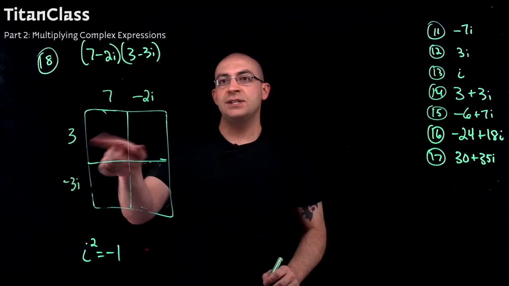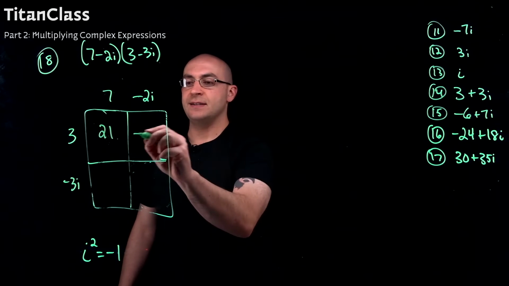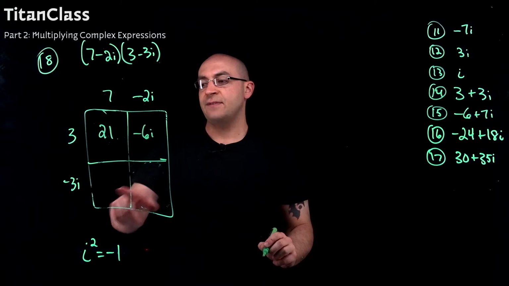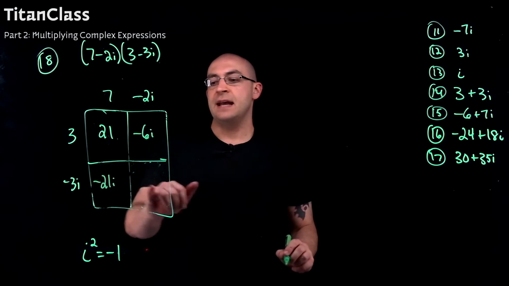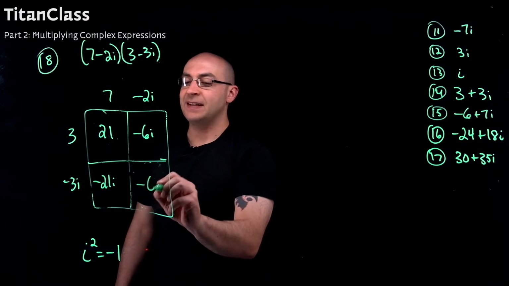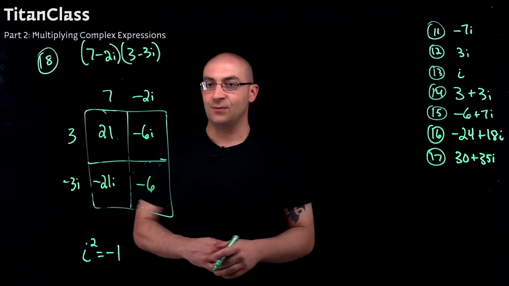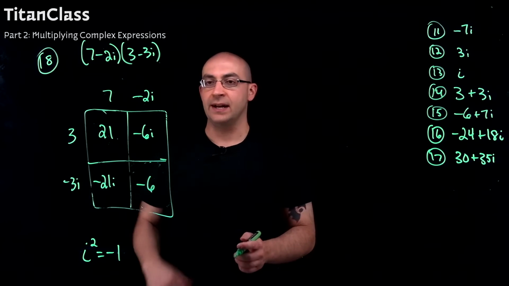All right, 7 times 3 is 21. 3 times negative 2i is negative 6i. 7 times negative 3i is negative 21i. And negative 3i and negative 2i gives me 6i squared. We're just flipping that sign because remember, i squared is negative 1. So this is actually saying 6 times negative 1 or negative 6.